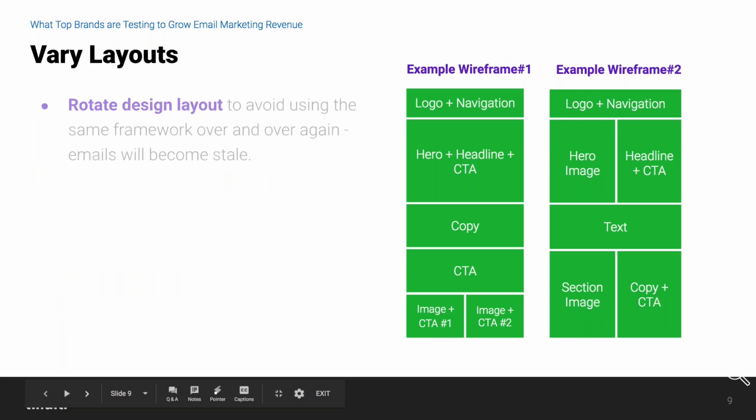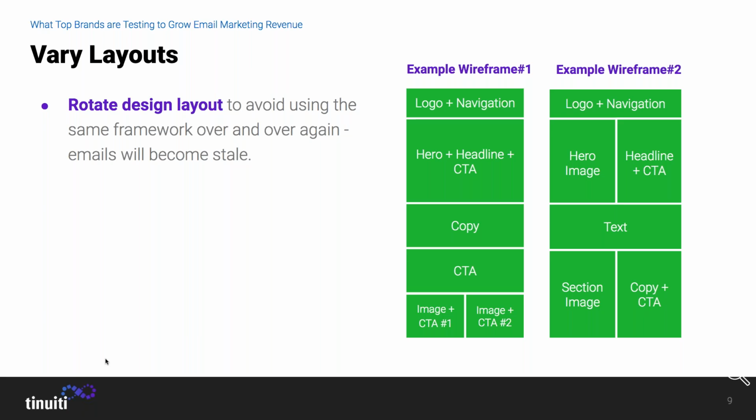So one of the things that we do struggle with in email creatives is how do we avoid fatigue? And that's a real thing with our subscribers. They're getting a ton of emails, not just from us, but from a lot of brands. So we want to avoid that email fatigue. One of the easiest things that we can do, let's look at that framework underneath your creative. So vary your layout, rotate that design layout to avoid using that same framework over and over again. And that just makes that email feel different every time.